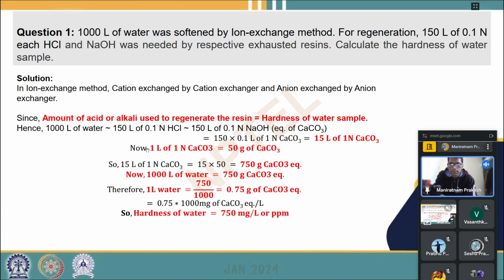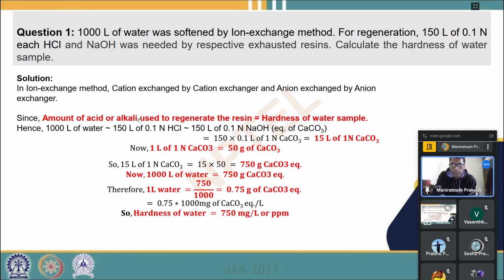Oh, this was the question which we have solved also. Here you can see the hardness of the water. This was a normal question, the same question with different data. 100 liter of water was softened by an ion exchange regeneration. So many liters of 0.1 normal HCl and NaOH was used.